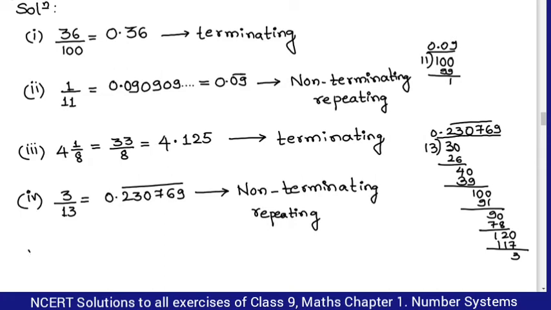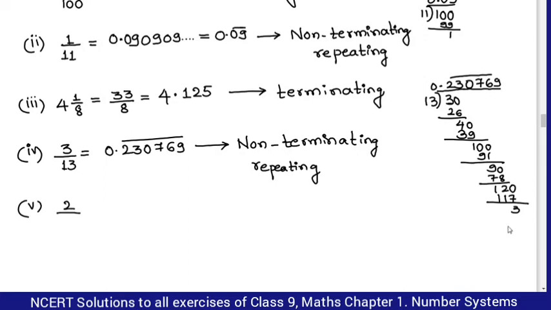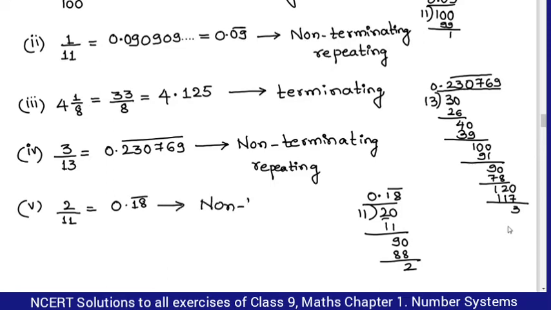Now fifth one, 2 by 11. Divide it separately. 2 with 11. Take point, then it will be 0. 11 ones are 11. Remainder is 9. Again it will divide with 8. 11 8s are 88. Remainder is 2. 18 is repeated. Then answer is 0.18 bar. It's a non-terminating repeating decimal expansion.